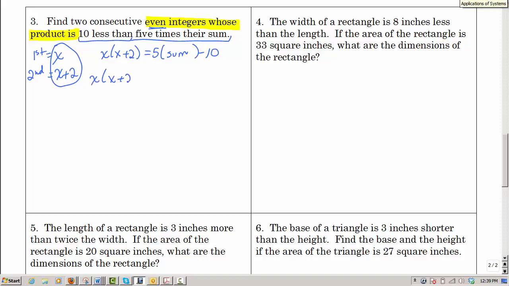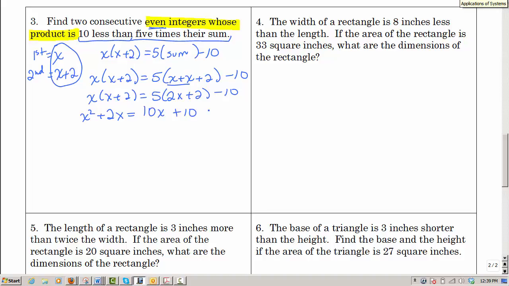So I need a little more room. So 5 times their sum. I'm going to, let's see, collect like terms inside of here. So 5 times their sum, 10 less than 5 times their sum. I think I've got it set up right. So let's start distributing. When I start collecting like terms, I've got 10 minus 10. I believe that's 0. So I need to subtract 10x from both sides because it's quadratic. I need to have it set equal to 0 before I start factoring.